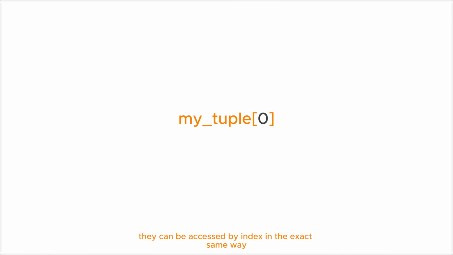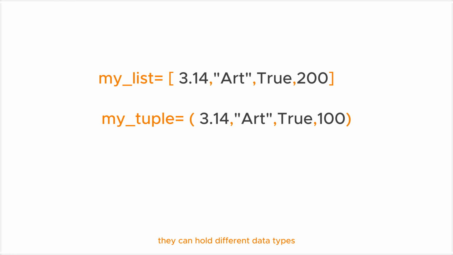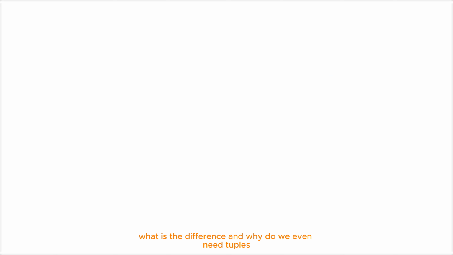In the exact same way, you can use, between two square brackets, 0 index to get the first item, and -1 between two square brackets for the last item, and slicing like, between two square brackets, 1:3 to get a range of items. They can hold different data types. You can mix integers, strings, and booleans together inside a single tuple. So, if they share all of these features, what is the difference? And why do we even need tuples?